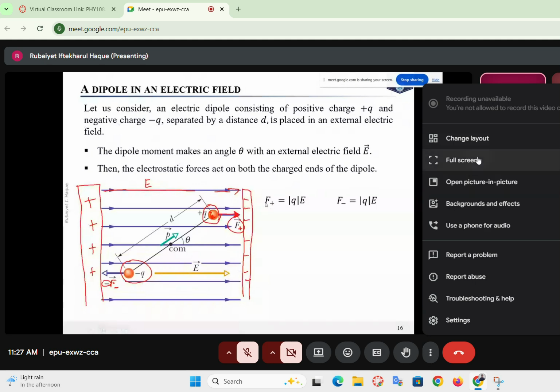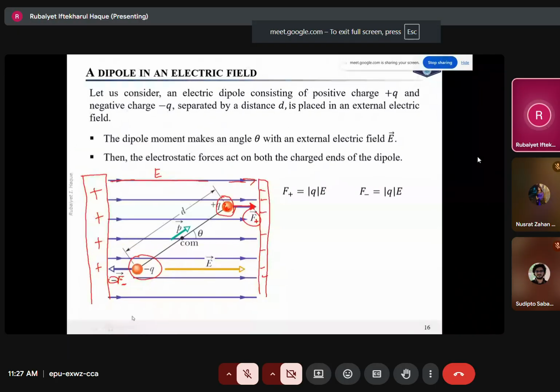If you take the modulus of the positive charge, it will create qE. If you take the modulus of the negative charge, here it will be negative q charge, it will again be qE. So here it will produce also qE. Here it is also, it will produce qE. This is the force in terms of the field.